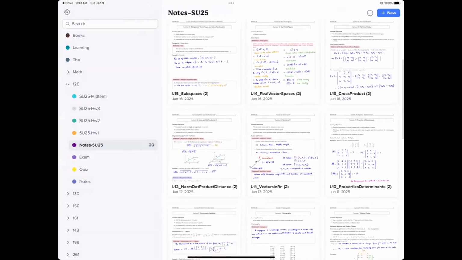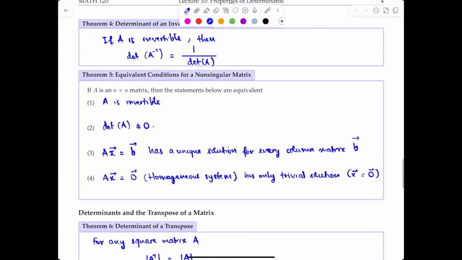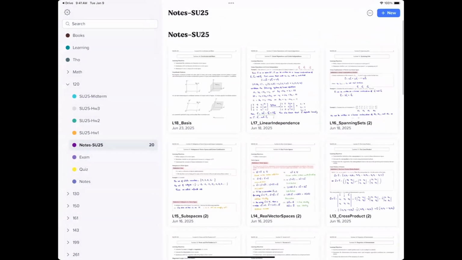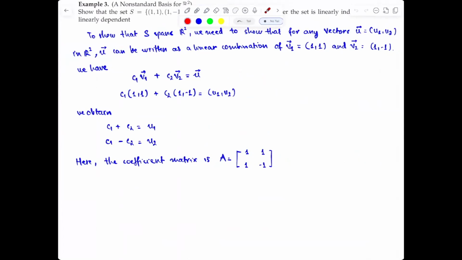So let me go back to the properties of determinants. This is in lecture 10, right? Theorem 5. You can check that A is invertible implies that the determinant is different from 0. Now with the determinant different from 0, you have an equivalent statement that the system has a unique solution. Right. So we don't need to specify any values for U1 and U2. We don't even need to find the explicit values for C1 and C2. We need to check if the system has a unique solution or not.